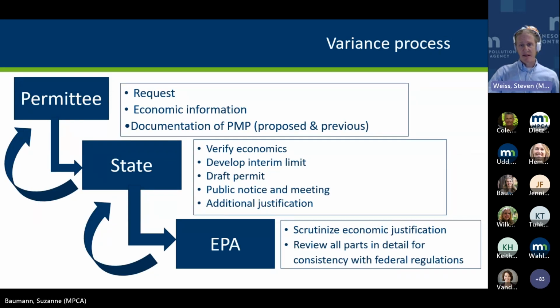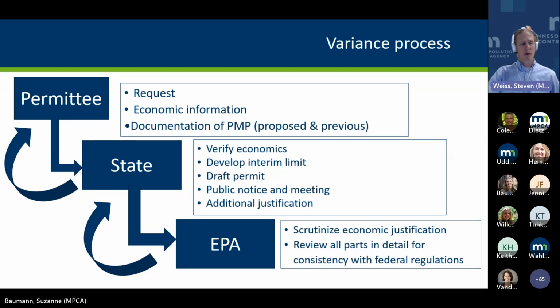The variance process involves three primary groups: permittees, the state or NPCA, and the federal EPA. So permittees need to provide a request, and we have an application form for this. We need economic information if eligibility is determined on the basis of affordability or feasibility. We also need source reduction or pollutant minimization information. We will need to know what activities could be done in the future to investigate sources or opportunities for reductions during the course of the variance. This will be used to build out the length of that variance.